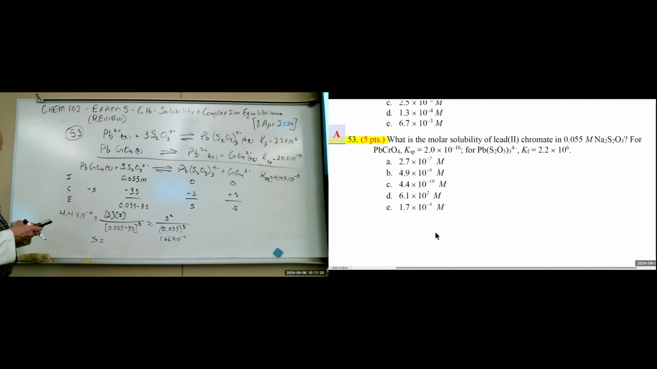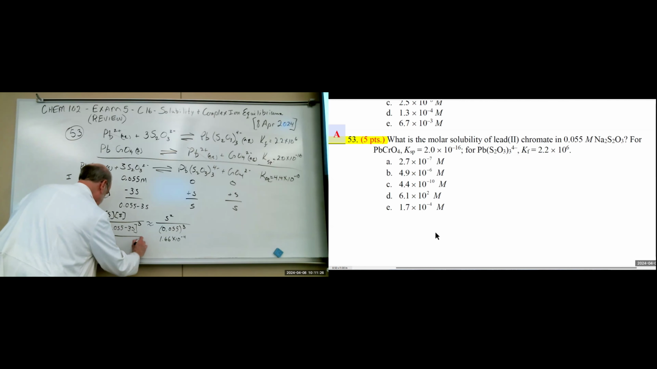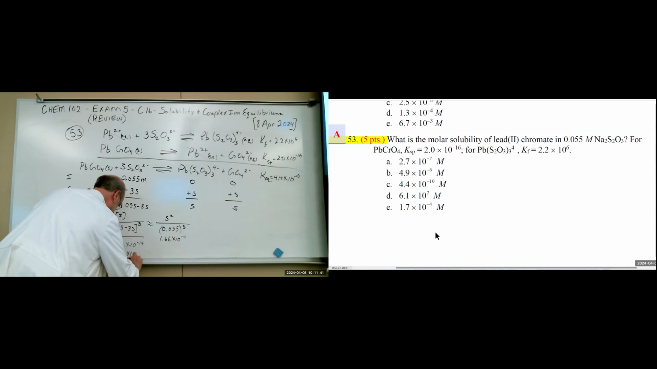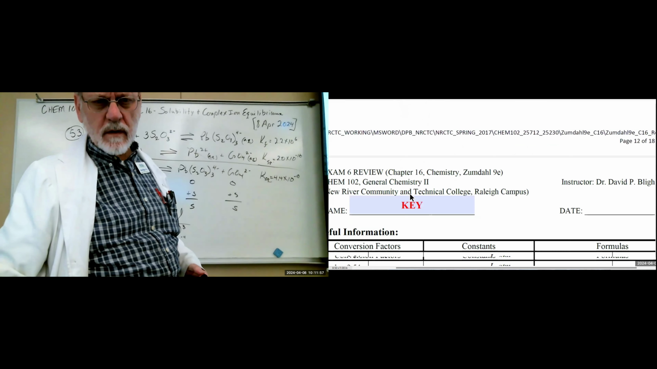Six. Now, square root of 7.3 times 10 to the minus 14. 2.7 minus 7, all this. Okay. Any more? Nope, that's it.